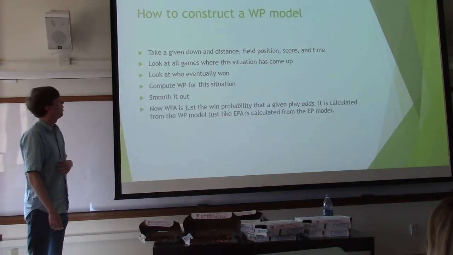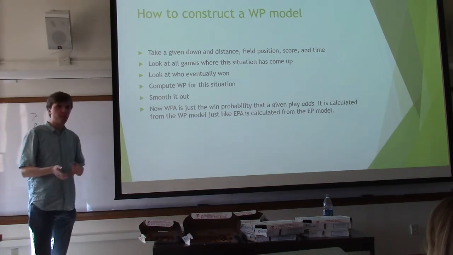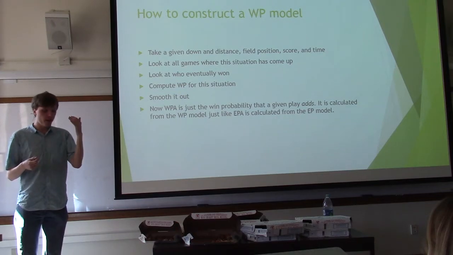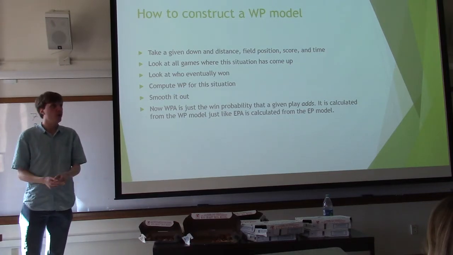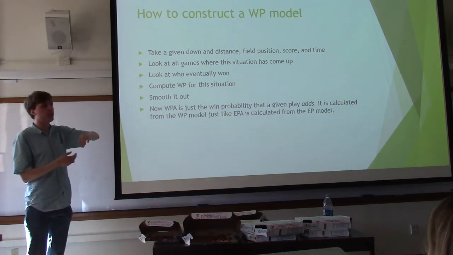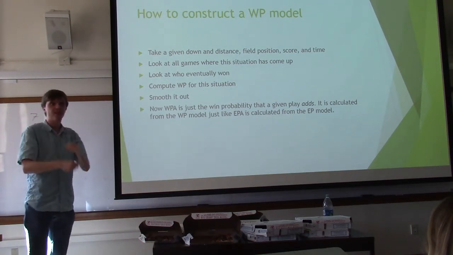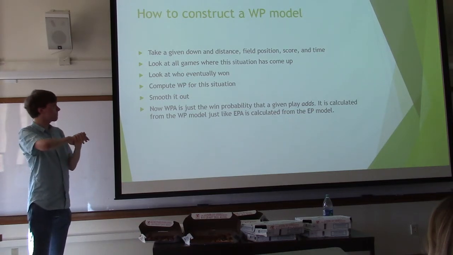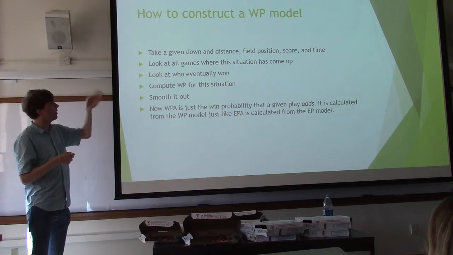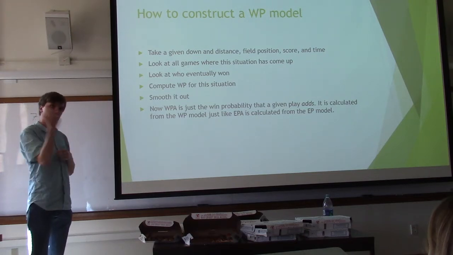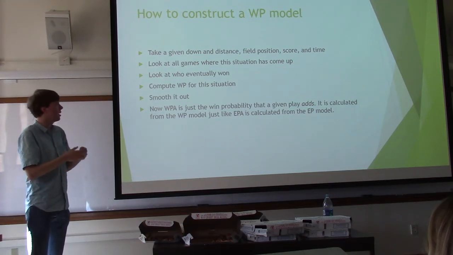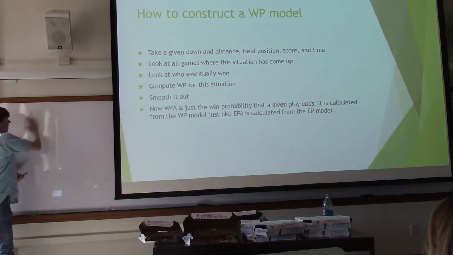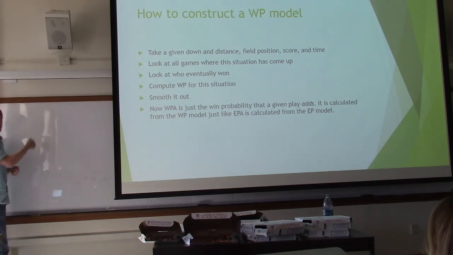Next slide. Just like with EPA, before we can construct a WPA model, we have to construct a WP model. It's done in very much the same way as the EPA model, except now, instead of looking at points, we're looking at who won. You look at any situation involving down and distance, field position, score, and time. We look at all the games where this situation has come up, and we look at who eventually won. So now our column of numbers looks like a bunch of 1s and 0s.